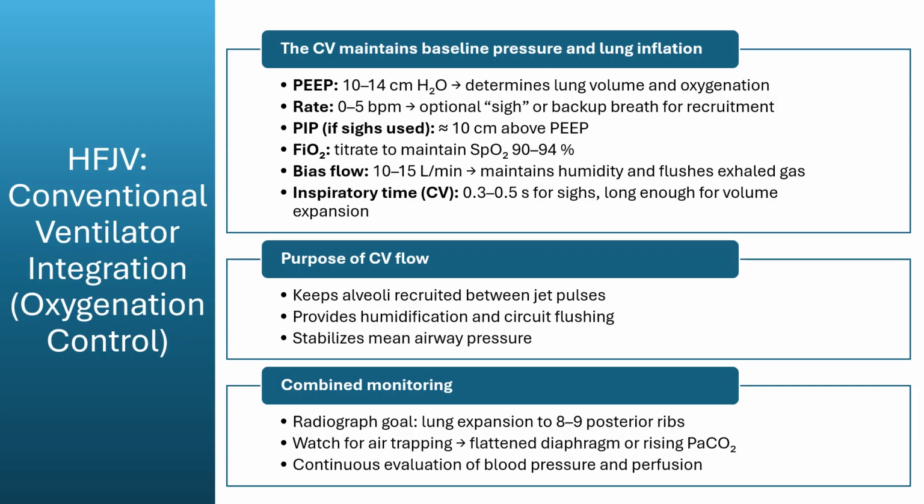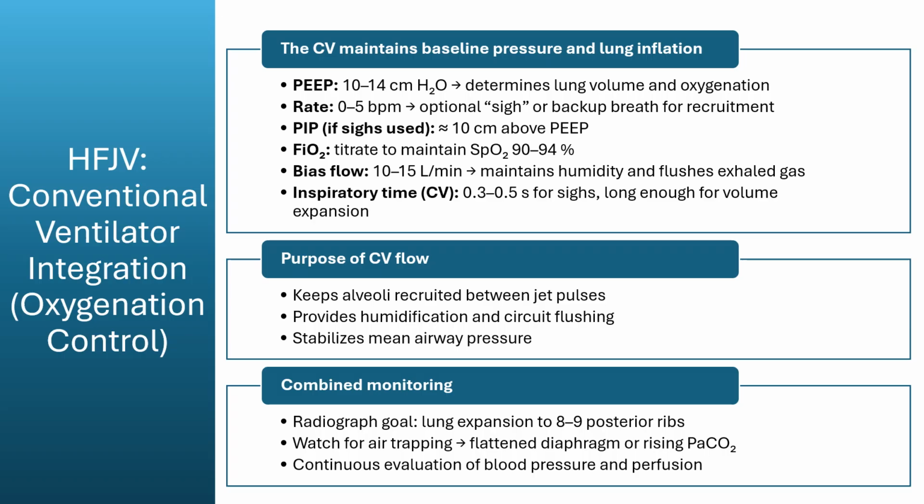The conventional ventilator operates in tandem with the jet system to maintain oxygenation and baseline lung volume. It provides continuous bias flow for humidification, establishes positive end expiratory pressure, and may deliver occasional sigh or backup breaths. This background ventilator creates the mean airway pressure on which jet pulses are superimposed, forming the foundation of gas exchange during high-frequency jet ventilation. PEEP defines the baseline lung volume.